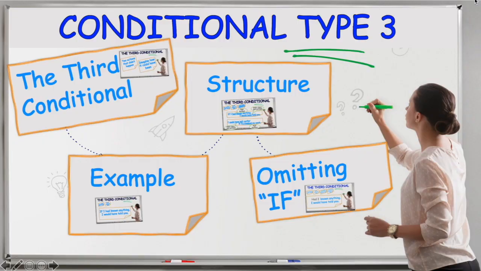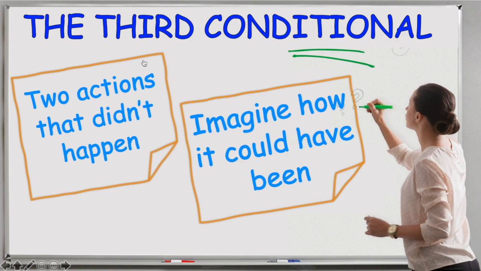This is the quick guide to the conditional type 3 structure in English. Everything you need to know about the third conditional in just under 2 minutes. Now, the third conditional connects two actions that didn't happen, but that we want to imagine how it could have been like if they had. So this is an exercise of imagination about how the past could have been.